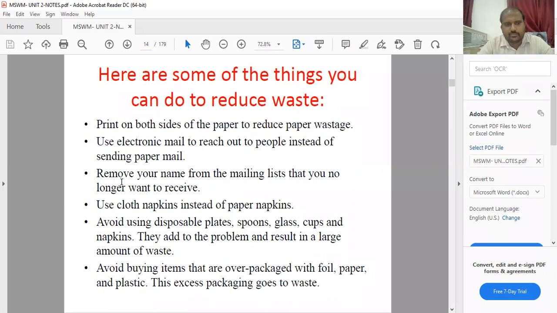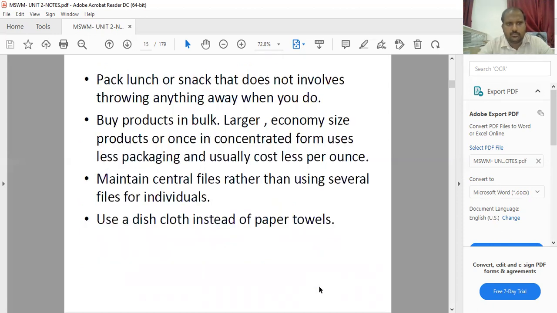Use cloth napkins instead of paper. Avoid using disposable plates, spoons, glasses, cups, and napkins. They add to the problem and result in a large amount of waste. Avoid buying items that are overpacked with foil, paper, and plastic. This excess packaging goes to waste. Pack lunch or snacks in a way that does not involve throwing anything away.